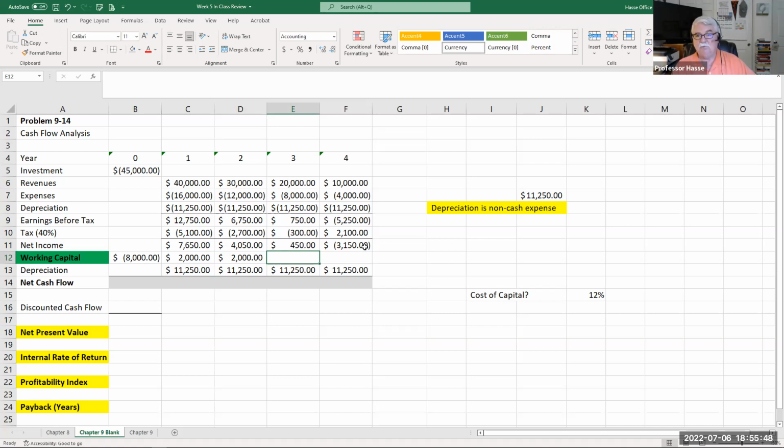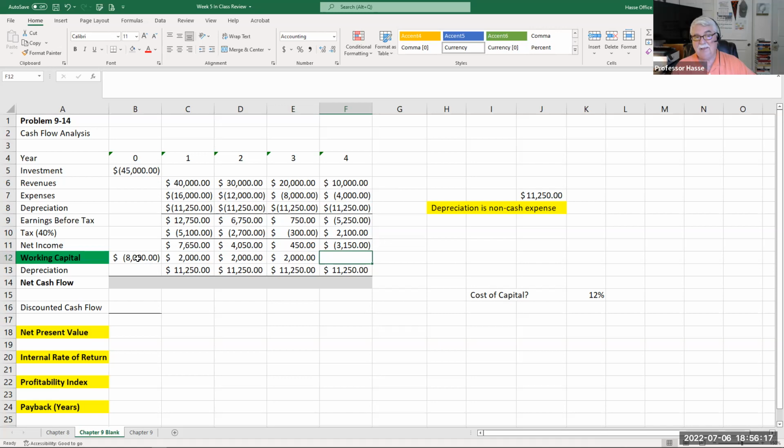Okay, so 20% of $10,000 is 2,000 bucks. So now we got to add back in another $2,000 as positive cash flow in year 3. So what's our working capital balance now? $2,000, matching the following year's sales commitment. And then in year 4, there's no more sales. We're done.